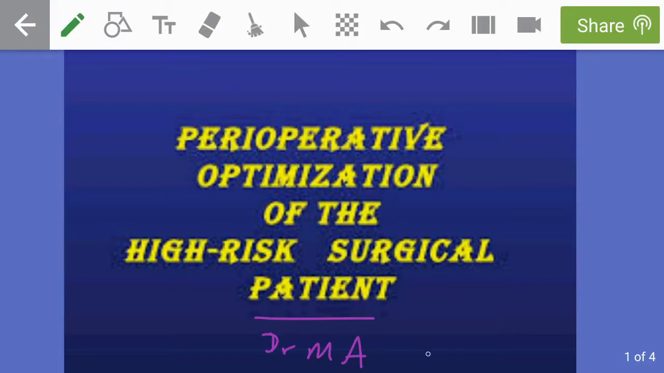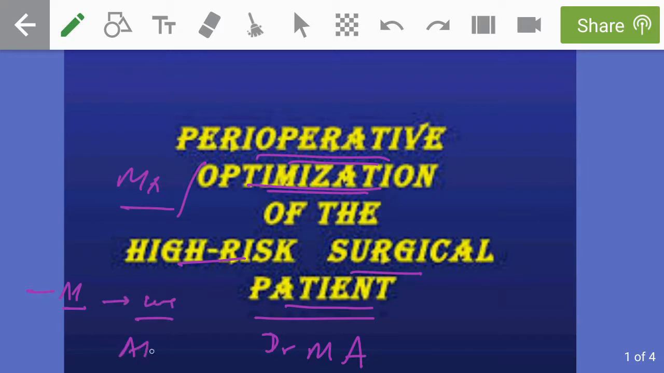Today we are going to discuss how we will manage perioperative optimization or management of the high risk surgical patient. Not all the patients who are going to undergo a surgery are at risk. There is a specific population which is at risk. We will define which population is at risk.